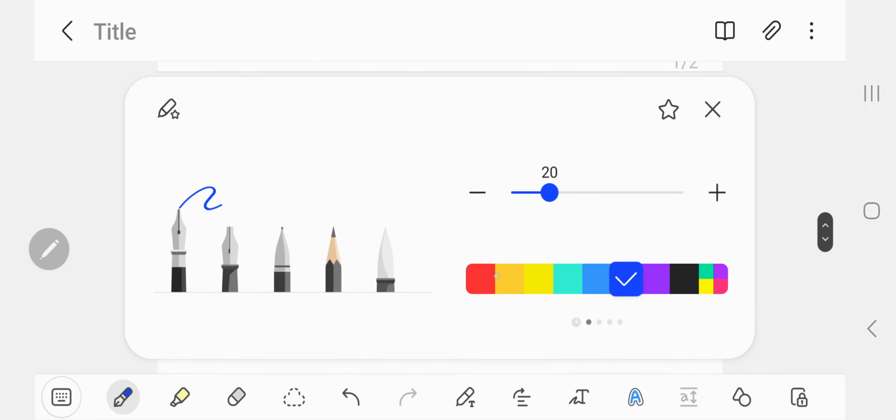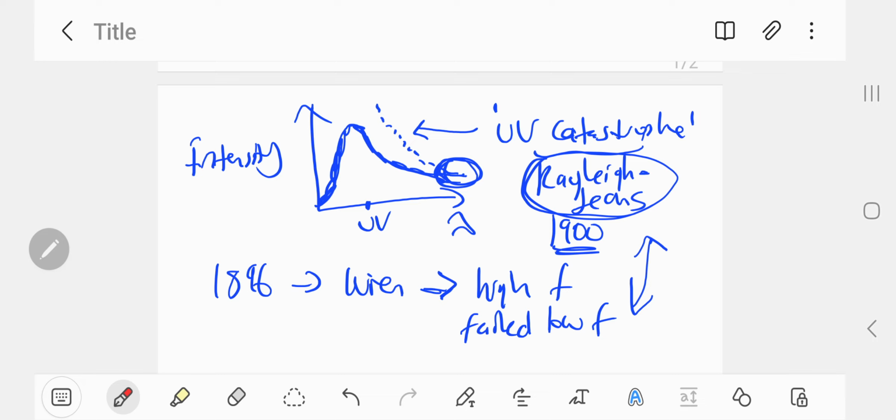So I'll draw on the same graph. Wien's law works as follows. In red, it's overlapping the blue, and then it sort of diverged from that at lower energies.